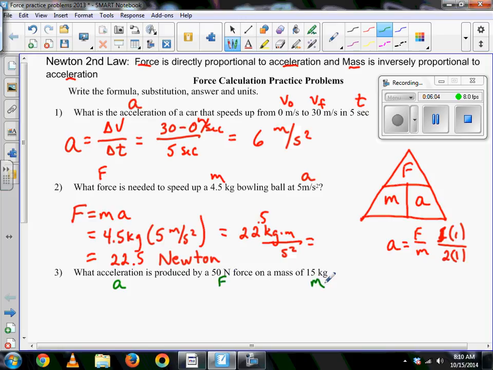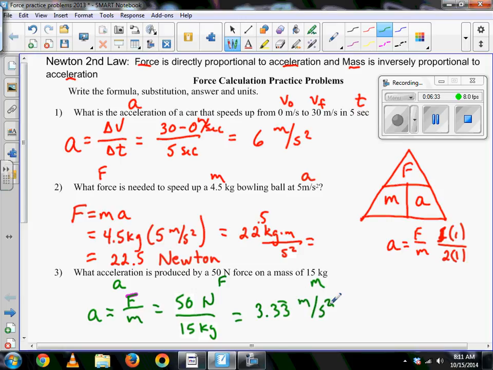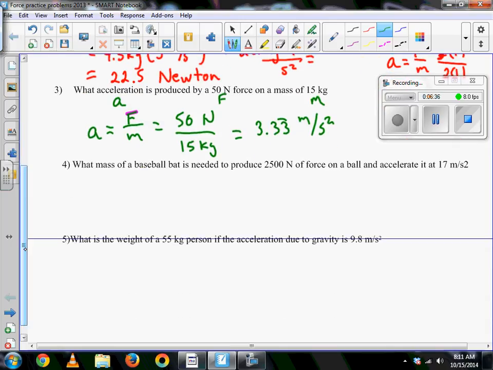So the mass is 15 kilograms. Tell me what formula you're going to use, Spencer, if you're looking for A. Very good. I went purple again. That's really cool. And so we're going to take the 50 newtons, I need some help on a calculator if anybody's got it, divided by 15 kilograms. 3.3333 repeating, right? And acceleration is measured in meters per second squared. Great. All right. 2 more and we're done.